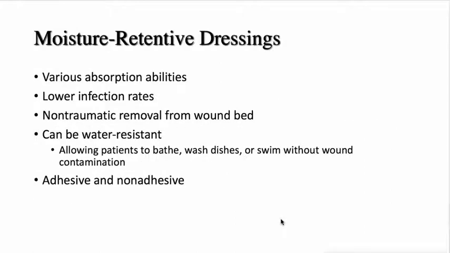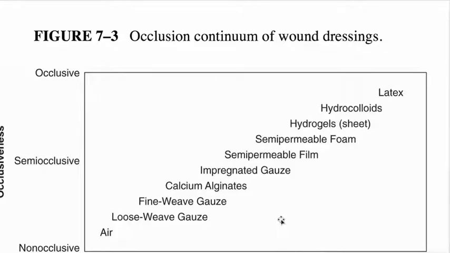There are various moisture retentive dressings. These help lower the infection rate, and it's non-traumatic removal from the wound bed. They can be water resistant, allowing the patient to bathe, wash dishes, or swim. And they could be adhesive or non-adhesive. So we have everything from occlusive to non-occlusive. You might want to come later to look at this. So that's really going to help you in deciding, based on the wound, what do you need.